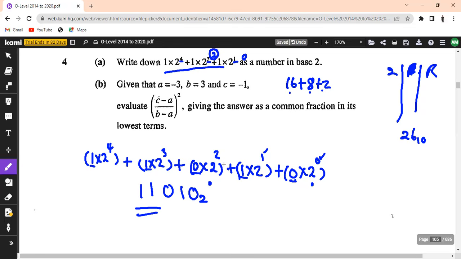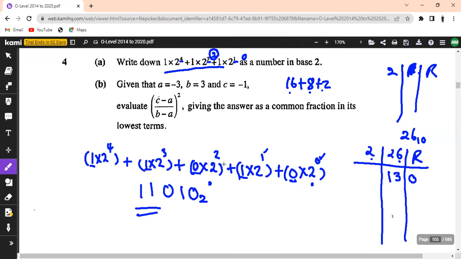All right, then you can divide this 26 by what? By 2. We must obtain the same answer here, noting the remainder. So this is the longer way, but still it can give us the same answer. 2 into 26, that is 13, remainder 0 here.